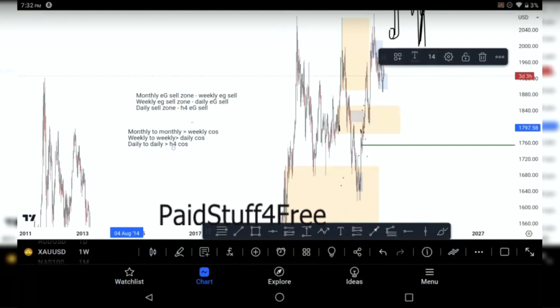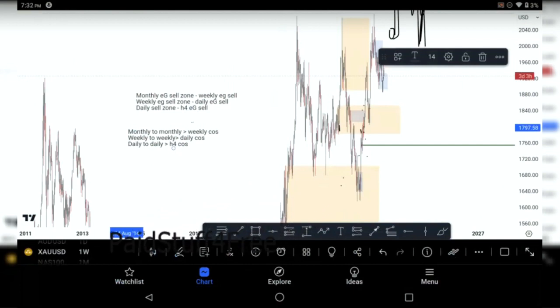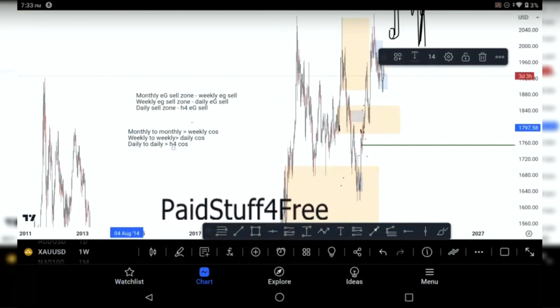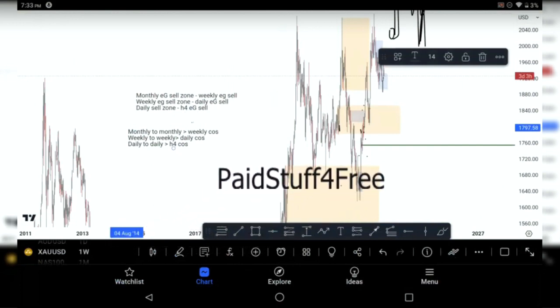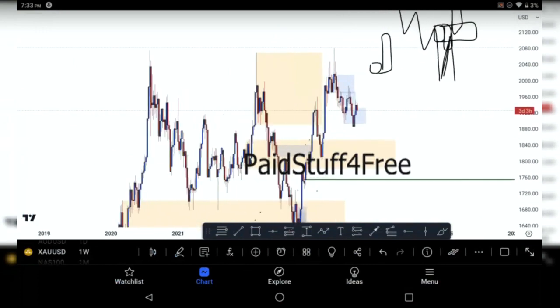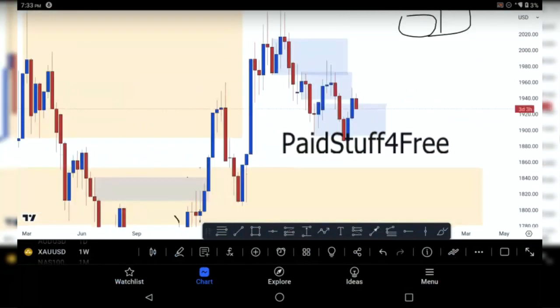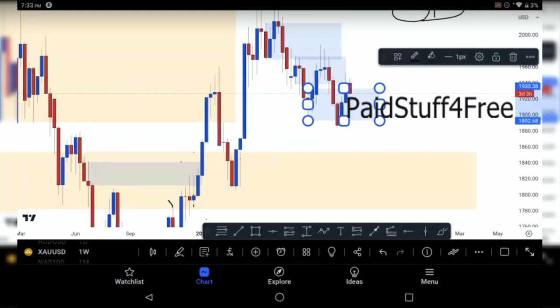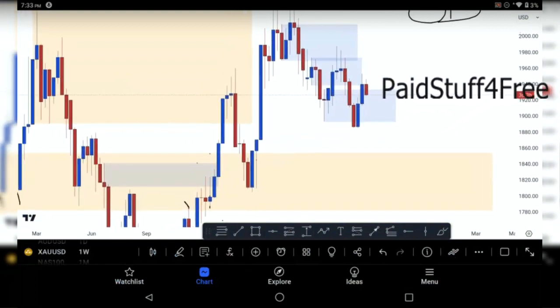Monthly engulfing sell zone, right? The one time frame confirmation is a weekly engulfing sell. Now, if price has to go from a monthly sell zone to a monthly buy zone, the weekly storyline has to change. In this situation, this is a weekly sell zone to a weekly buy zone. I need a daily change of storyline.